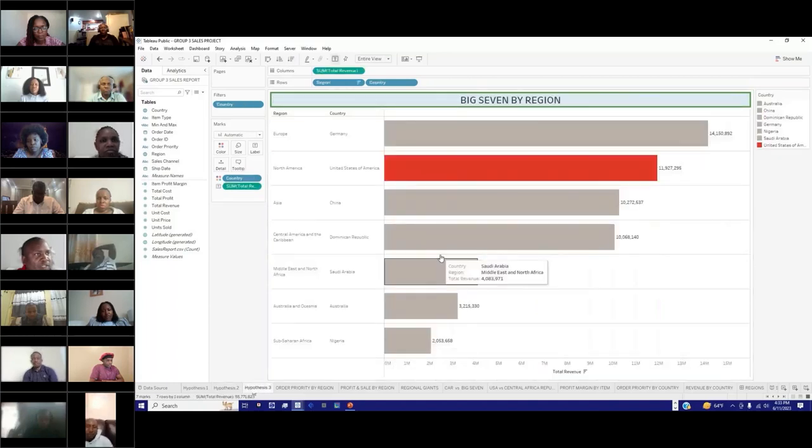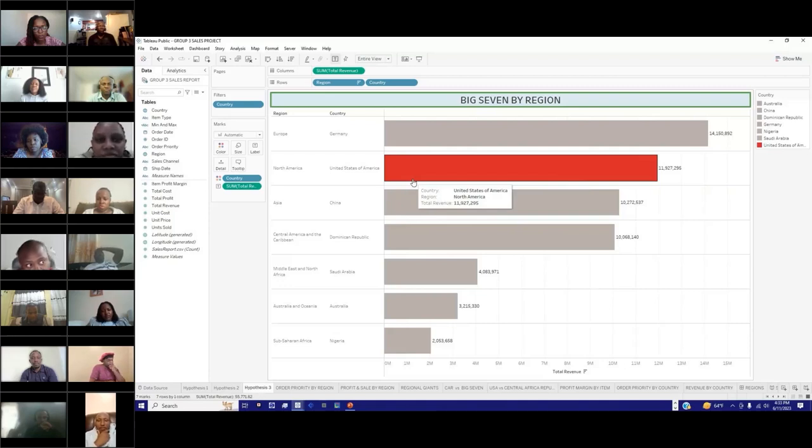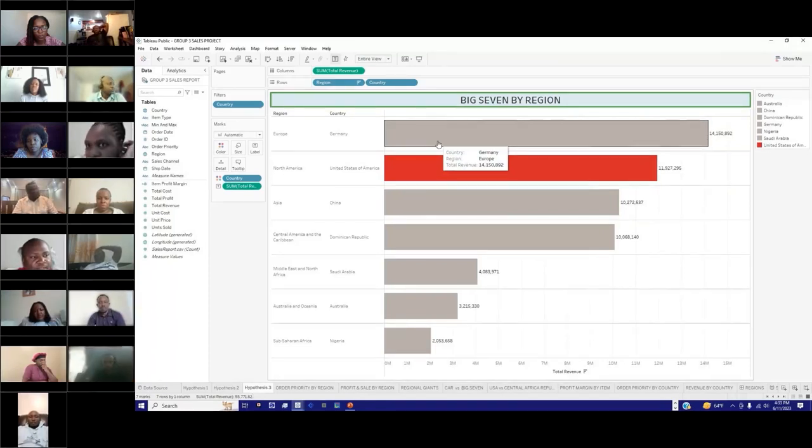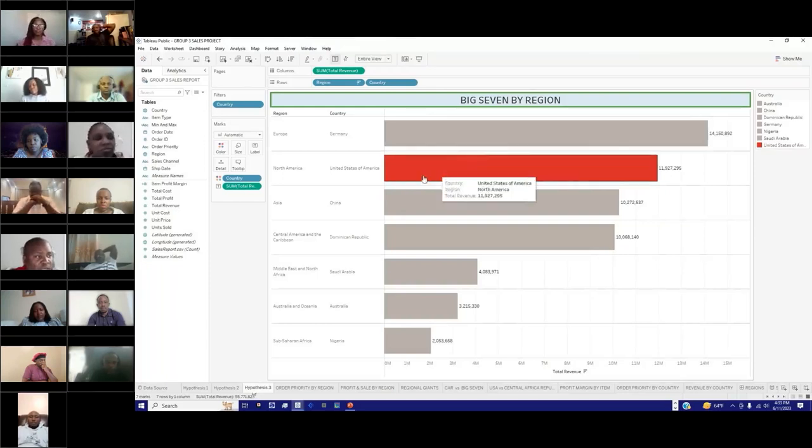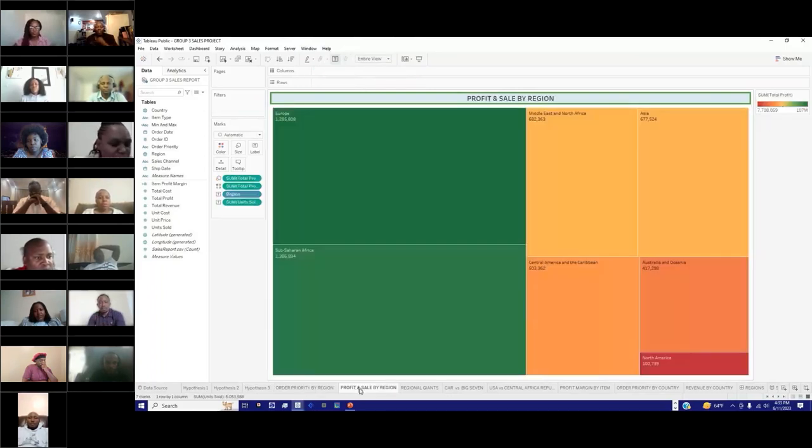So we went to the third one, considering the revenue and number of units sold. Also, the red one highlights United States as the big economy of the world. So we wanted to check the big seven economies from every region. How will they perform if we were to run their sales and revenue report? So after running that, okay, so this is what we found from regions.